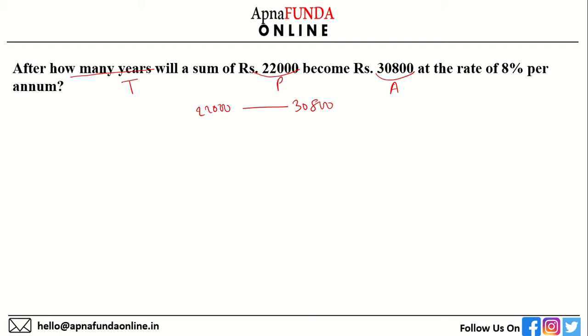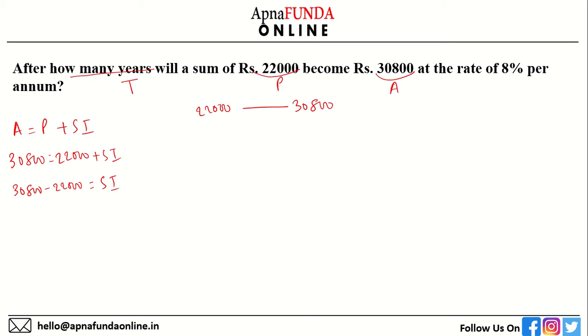Correct? So we know that amount is equal to principal plus simple interest. So over here the amount is 30,800, principal is 22,000 plus simple interest. So 30,800 minus 22,000 will be equal to simple interest. I hope you are able to follow. I'll repeat it again. A particular sum of rupees 22,000 became 30,800.